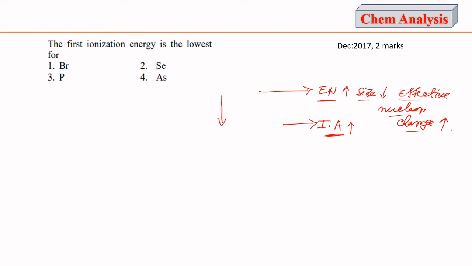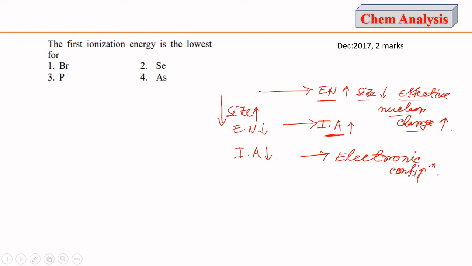And similarly, in a group going top to bottom, in general electronegativity decreases and size increases, and with these factors we can conclude that in general trends ionization energy decreases. Now among these factors there is one important factor that sometimes plays the real game, and that is the electronic configuration. The effect of this electronic configuration will come into play when we go in a period from left to right.